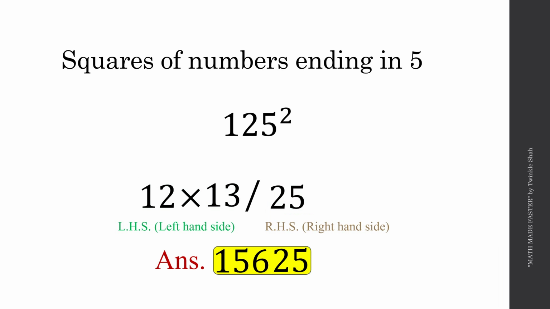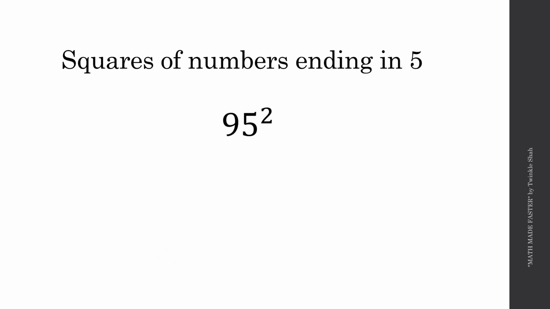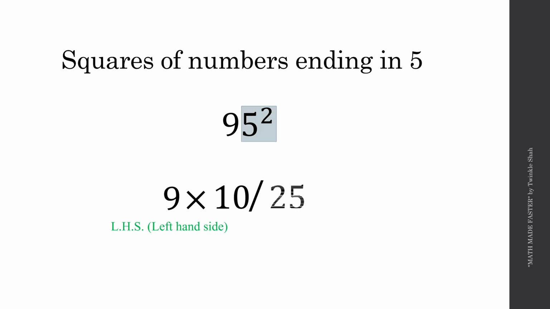Let's do one more example. Find 95 square. We take the 9 and add 1 to the 9, which gives you 10. Multiply 10 with 9. This gives you the left hand side of the expression. Now take the 5 square, which equals 25. This is your right hand side of the expression.